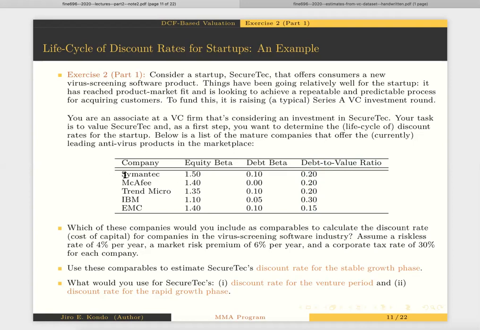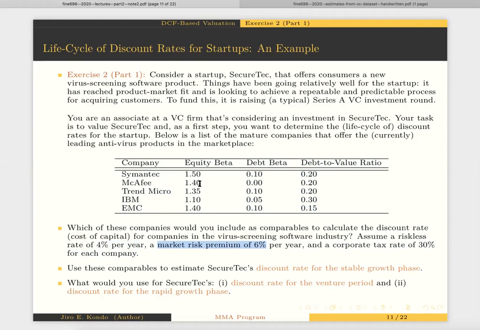And so next I want to decide how to use this data along with information on the riskless rate. I'll assume a riskless rate of 4% per year. Obviously, the current riskless rate is substantially lower than that, close to 0. Market risk premium, I'll assume for the purposes of our calculations here, of 6% per year. And both in our calculations here and later cash flow forecasts, I'll assume a 30% corporate tax rate.